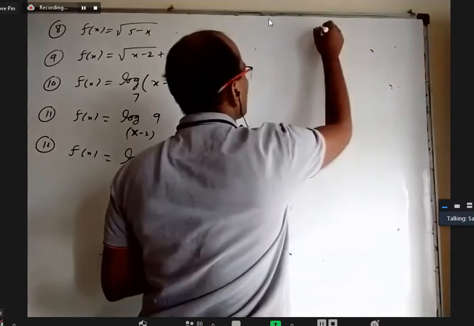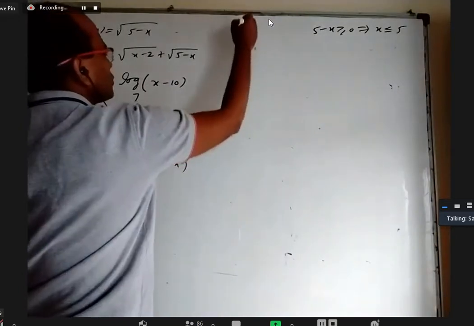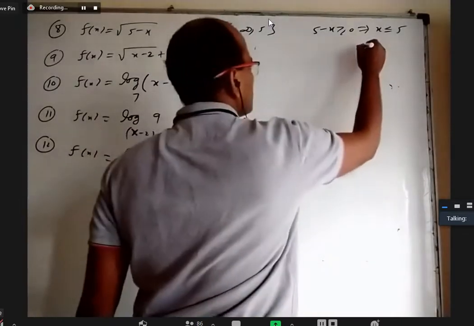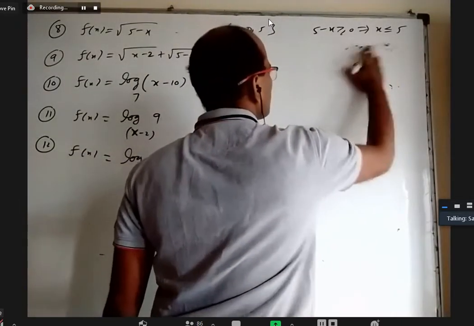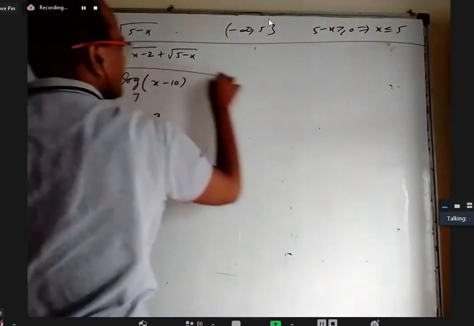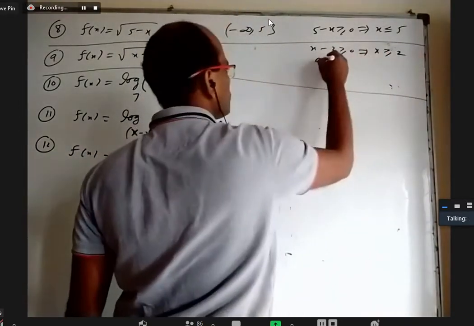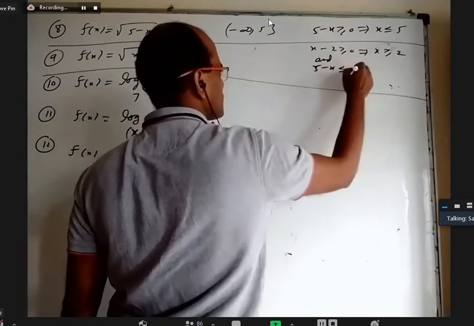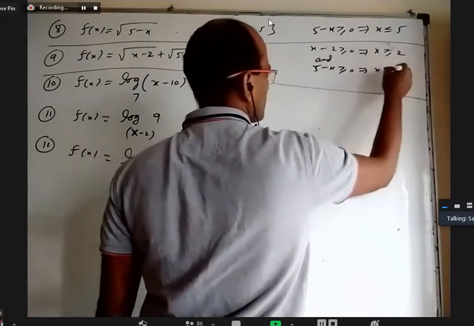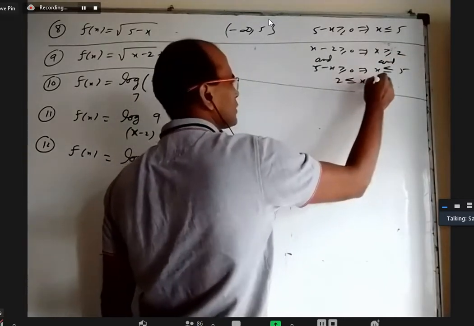Okay, eighth one: 5 minus x greater than or equal to 0 implies x less than or equal to 5. So the domain is minus infinity to 5. For the ninth, x minus 2 greater than or equal to 0 implies x should be greater than or equal to 2. And 5 minus x greater than or equal to 0 implies x should be less than or equal to 5. So when you take this and this, 2 less than or equal to x less than or equal to 5.